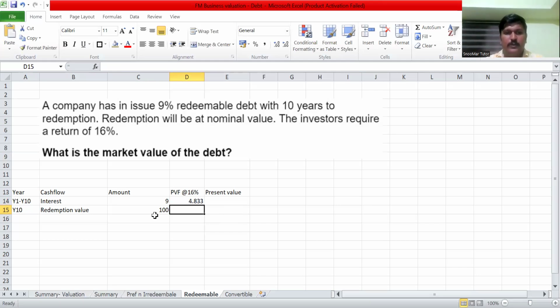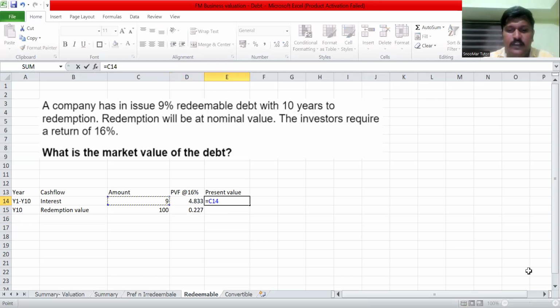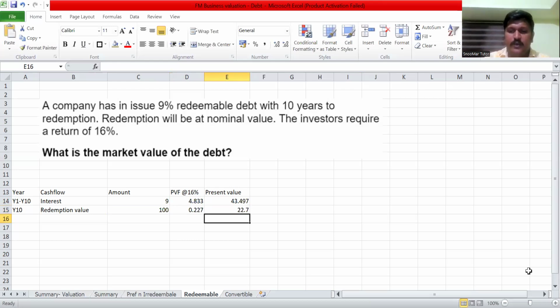Now what would be the present value factor in year 10? Only one value is coming, so we use the present value table. The present value table factor for 16% for 10 years is 0.227, and we use that figure here. Now multiply 9 by 4.833, which gives 43.497, and multiply 100 by the present value factor 0.227, which gives 22.7. Add these two together to arrive at the current market value of the debt.